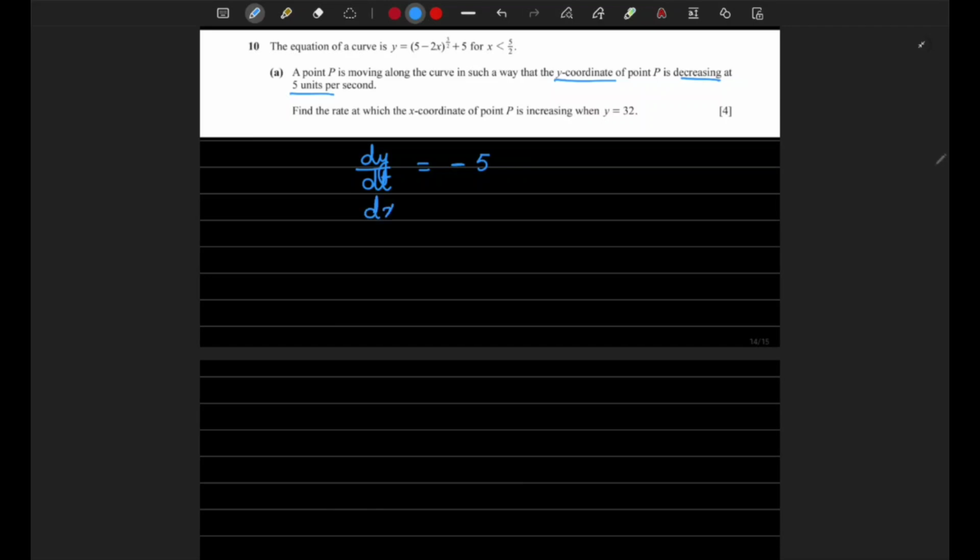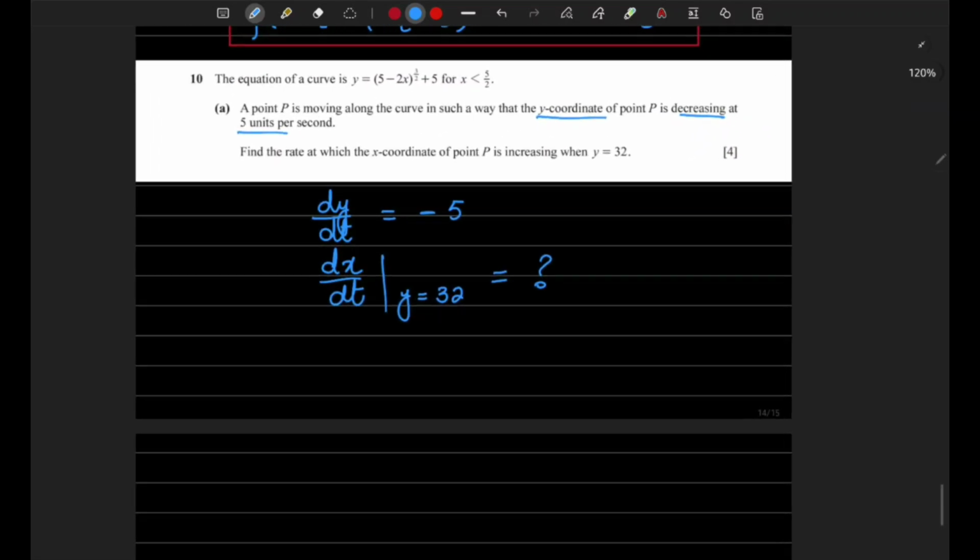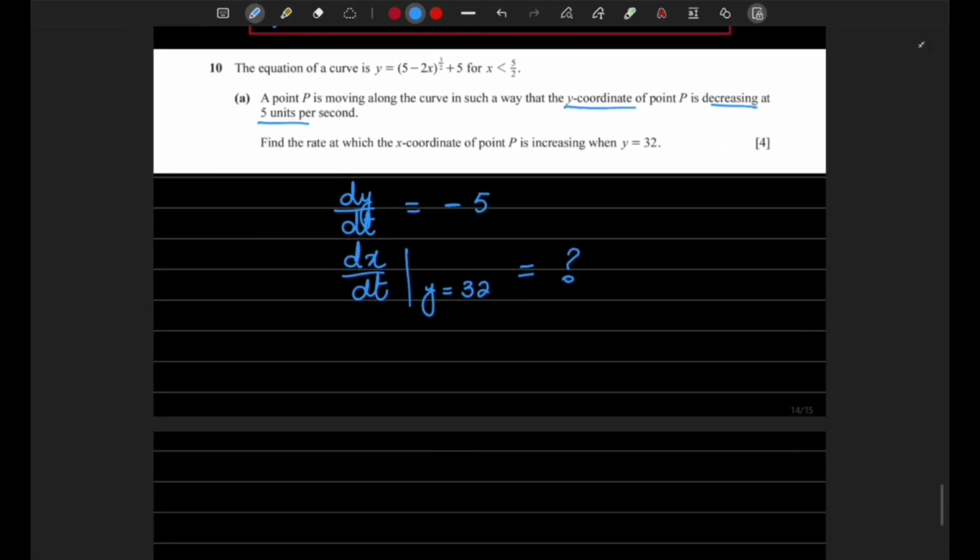We need to find dx over dt when y equals 32. Okay, we need to find dx over dt. Now what are we supposed to do? We have a connecting equation. Let's take simply just y first. So we have a connecting equation of y, y equals (5 minus 2x) to the power 3 over 2 plus 5.